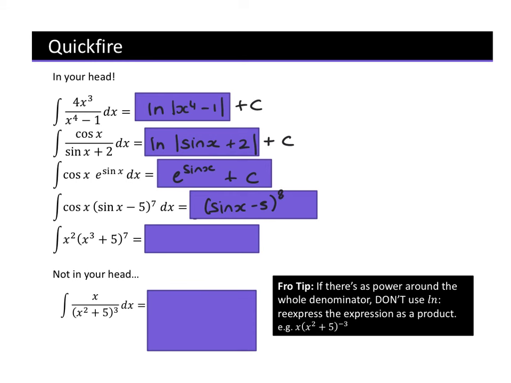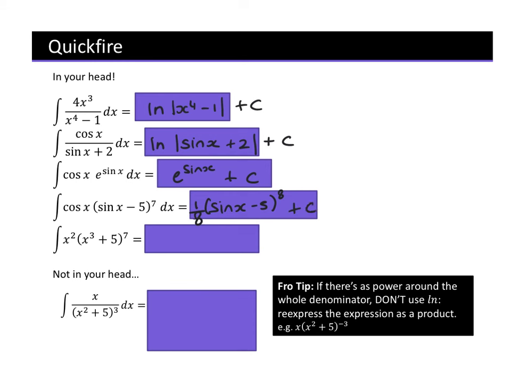And if you think, bring the power down, so it should be 8 lots of whatever we have. We've only got 1 lot, so I need to divide it by 8 and multiply by the differential of the bracket. The differential of sin x is cos x, which is what we have, so then we write plus c.